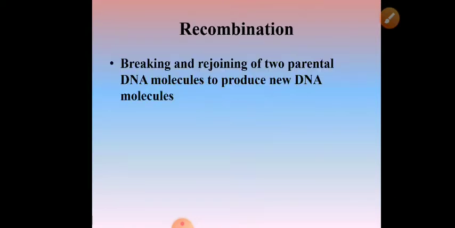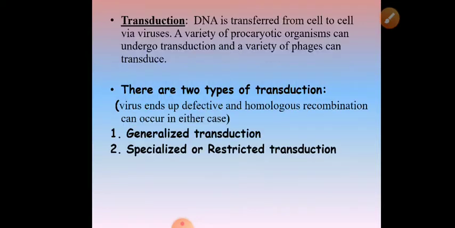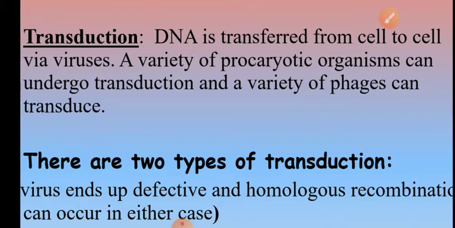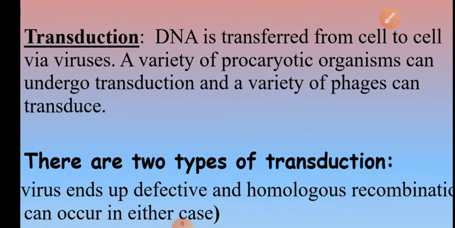So first of all, all of you know by now what recombination is. What is recombination? Breaking and rejoining of two parental DNA molecules to produce a new DNA molecule. What is transduction? It is a type of genetic recombination in which DNA is transferred from one cell to another cell with the help of viruses. Or you can say that bacteriophages are the vectors that carry DNA from donor cell to the recipient cell.